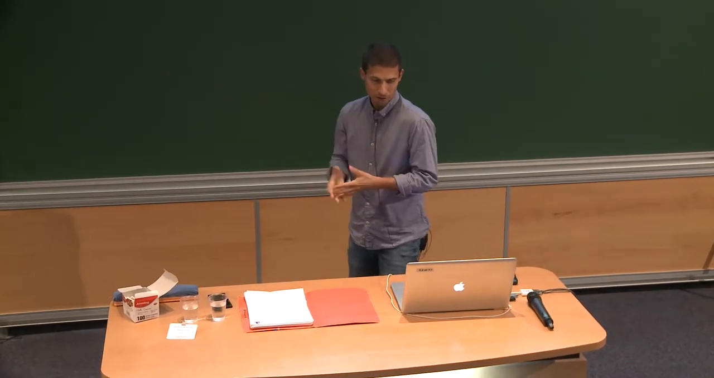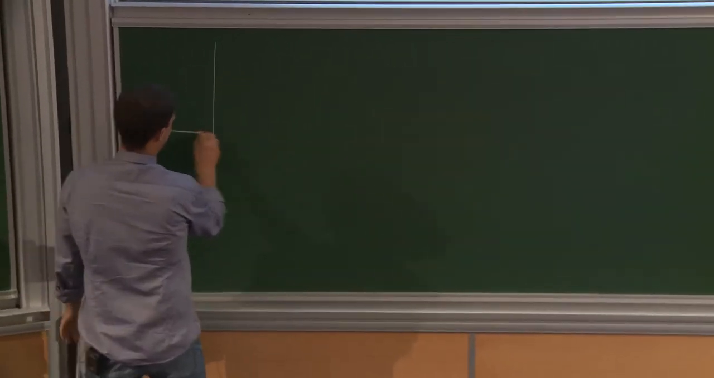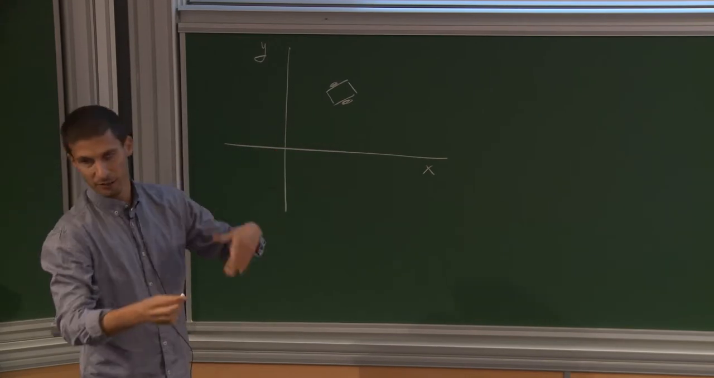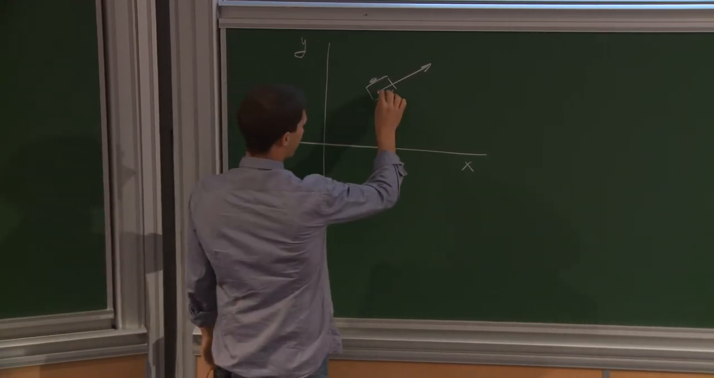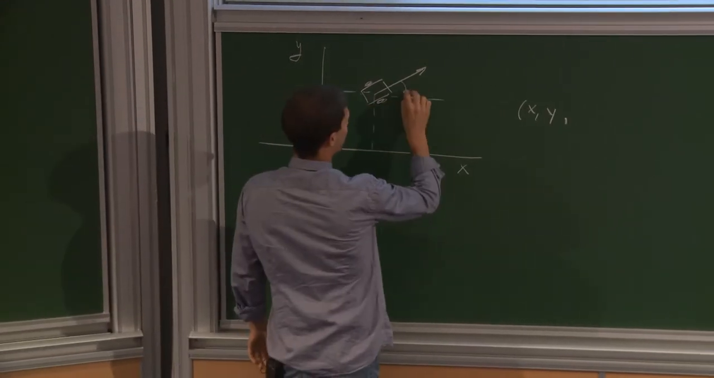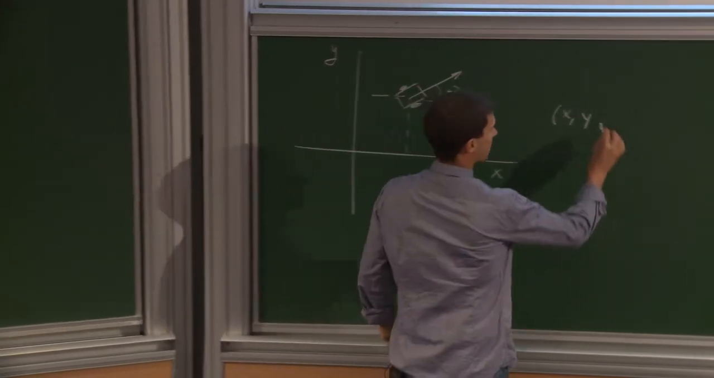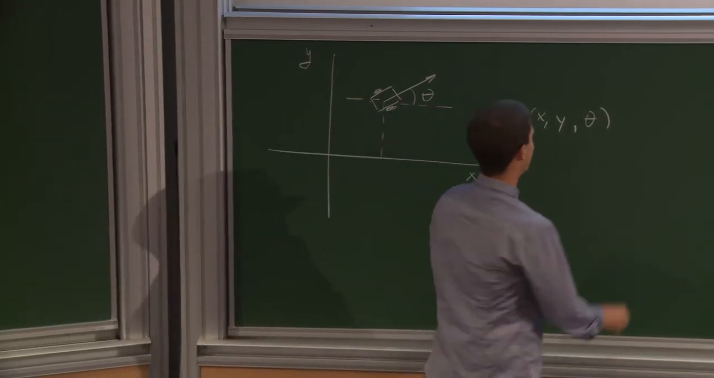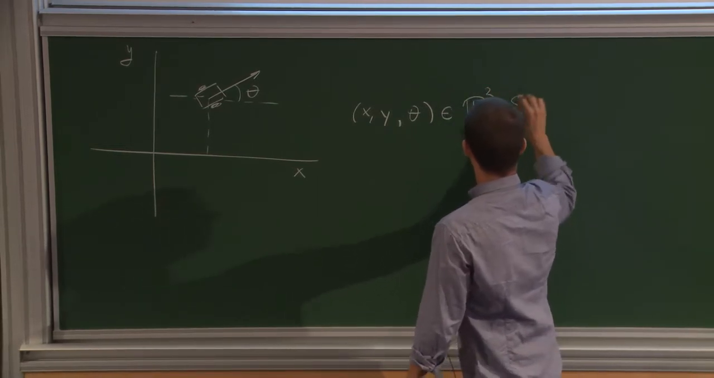So the space of configurations of this object is three-dimensional. Let me draw a picture. We have two coordinates, x, y, and here I have my car with two wheels. Of course this is a model for a car. To fix the position of this object, you need three pieces of information. Two are the coordinates of the body center of the car. And then you need an angle, which I call theta, specifying the orientation of the car. So this is the meaning of three dimensions: I need three numbers. And this vector belongs to the product R2 times S1.